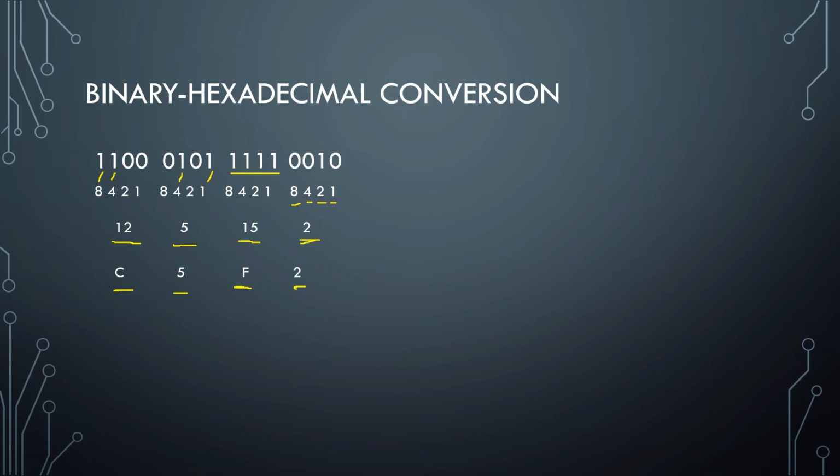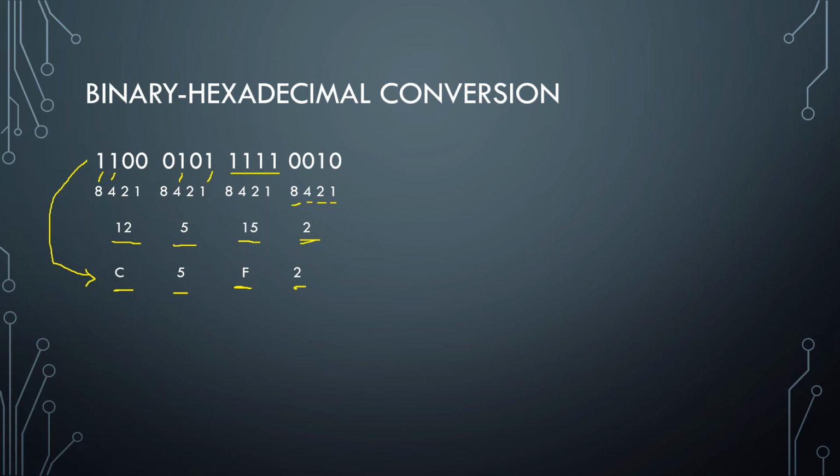We've taken this binary number at the top, this very long 16-digit number, and we've turned it into only a 4-digit hexadecimal number. So I'm not going to read this binary number up here, but this binary number is equal to the hexadecimal number C5F2. And as you can see, that's a much shorter way of writing that.